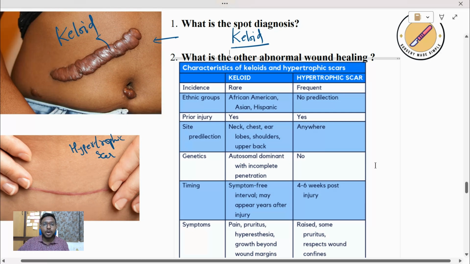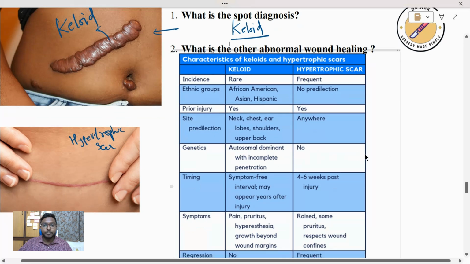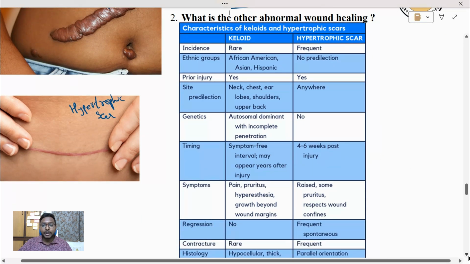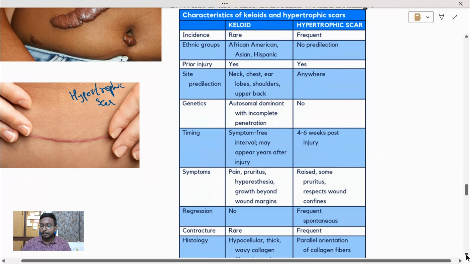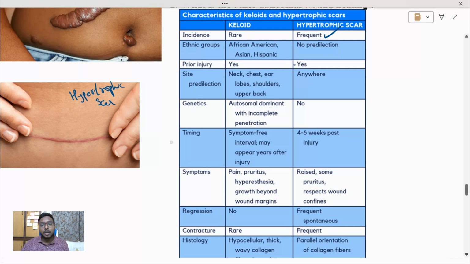Okay, right. Next, what is the other abnormal wound healing? Just now we have seen the other abnormal wound healing will be hypertrophic scar. So what are the characteristics of keloid and hypertrophic scar? Please understand both are abnormal wound healings. More frequently we encounter clinically is your hypertrophic scar, whereas keloid is a little bit rare, and usually both will happen at the site of previous suture site or where the scar is there.